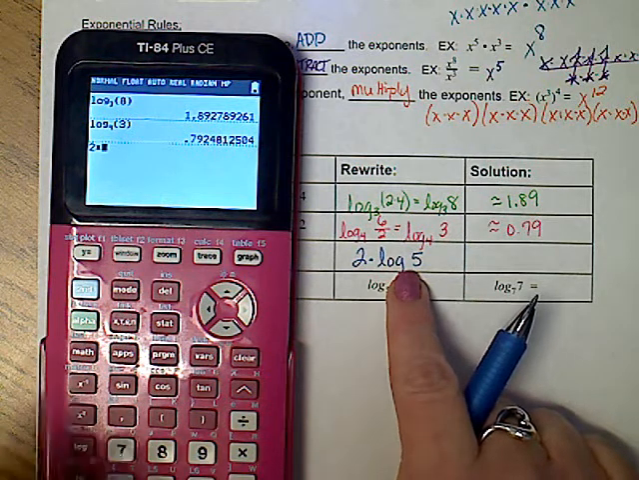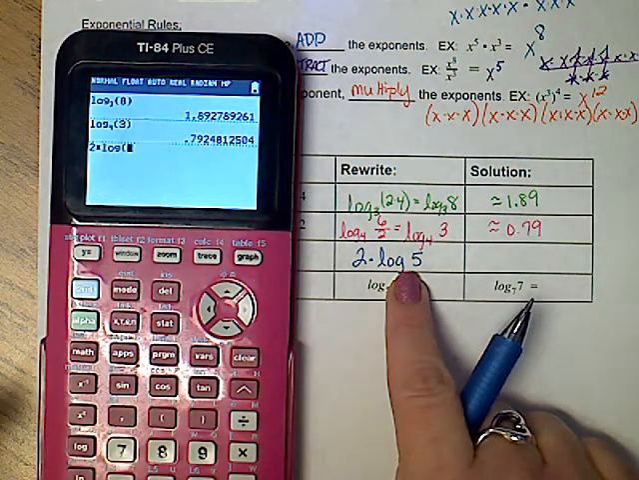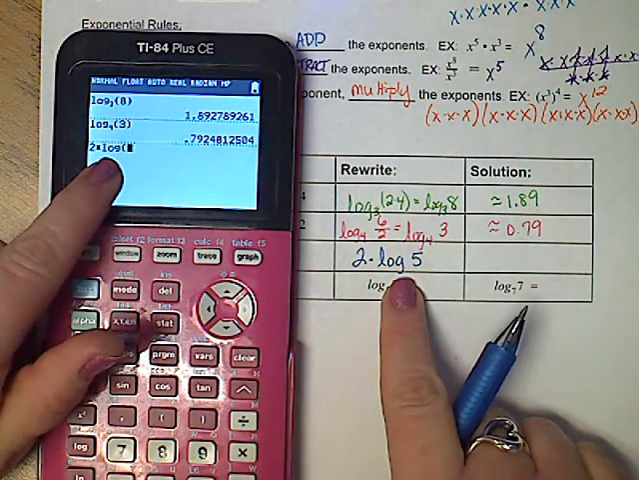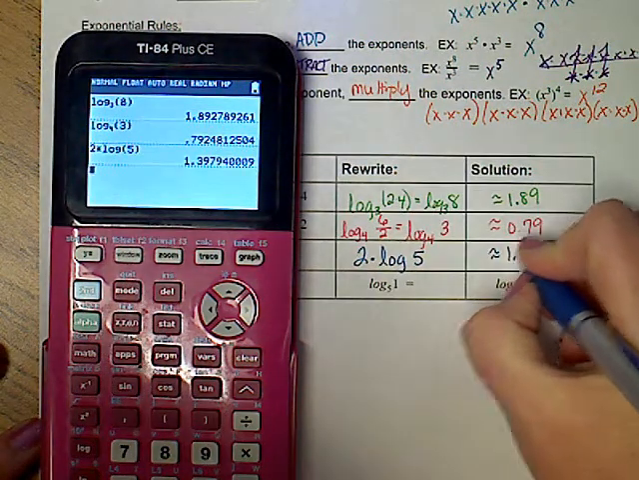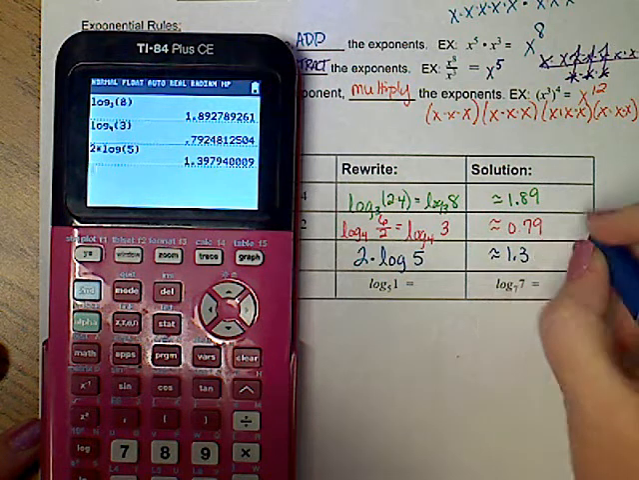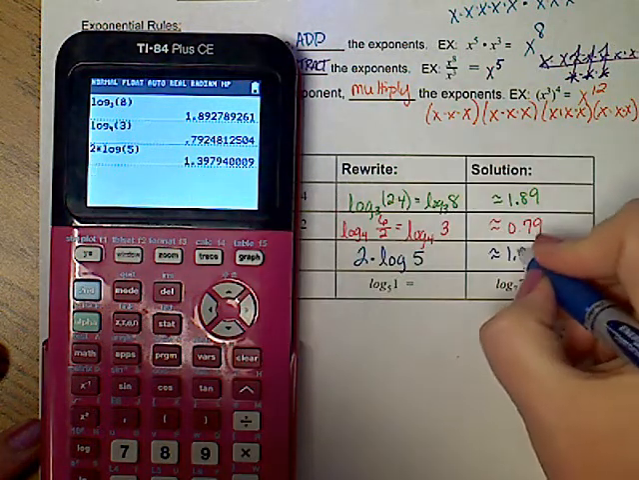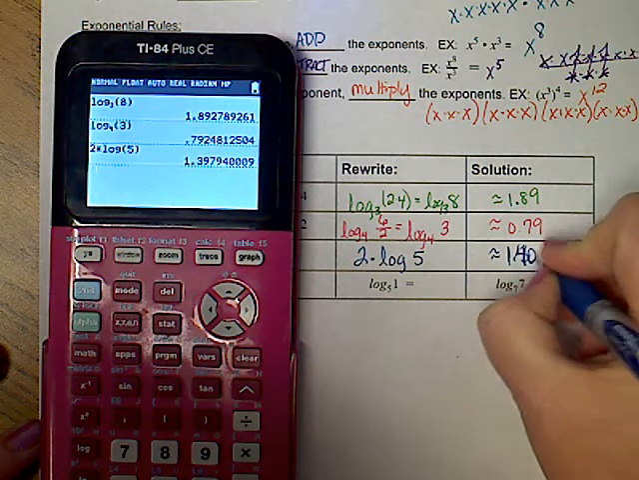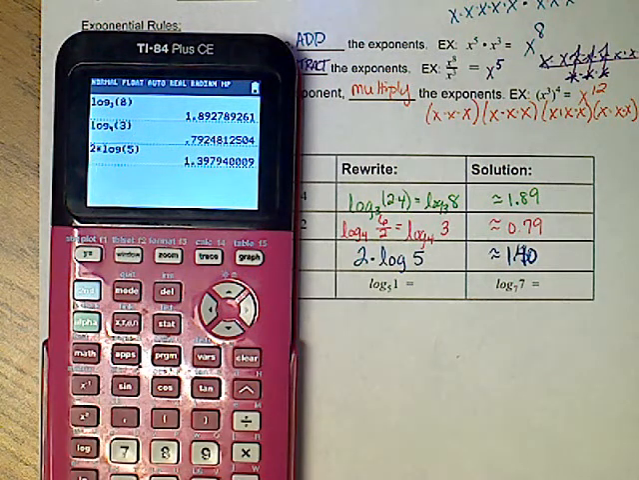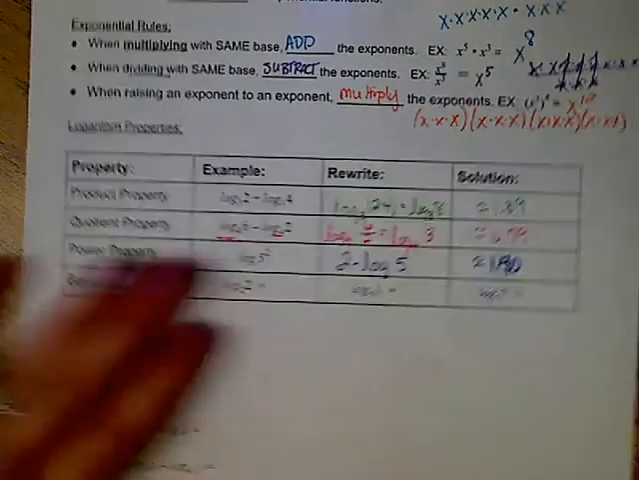So we do 2 times. We're going to hit log. See how they match? There's no base on either one. 5. So my answer is about 1.3. Oh, that one's going to round up, so it's going to be 1.40. Okay? So really, really, really important log properties.